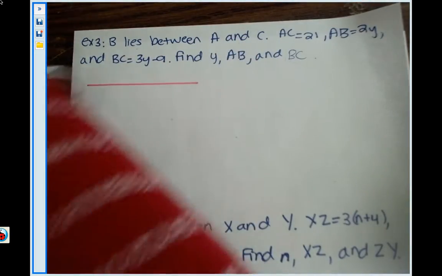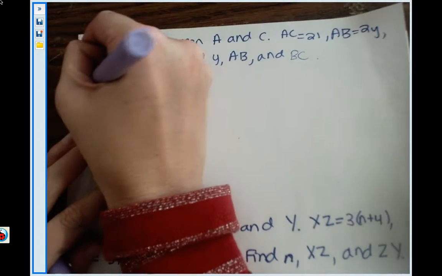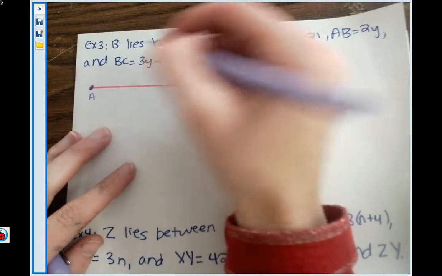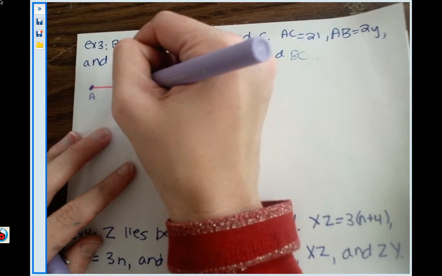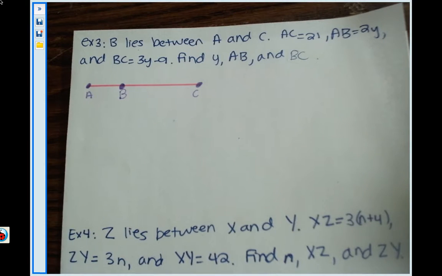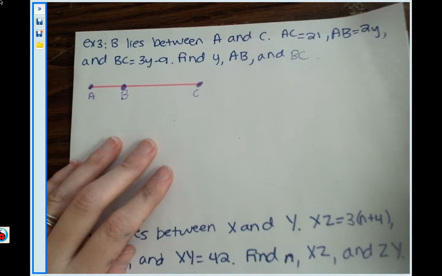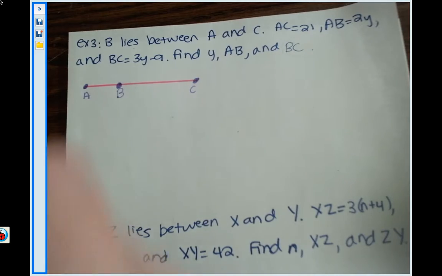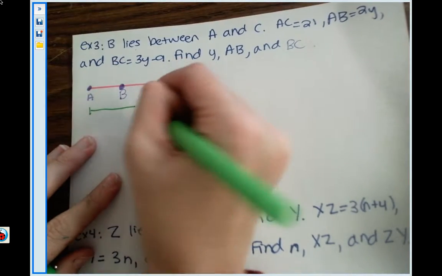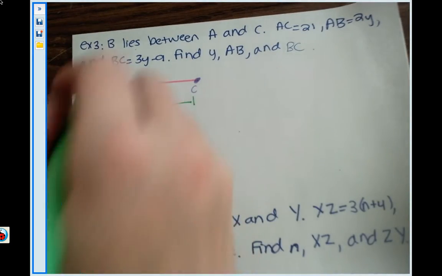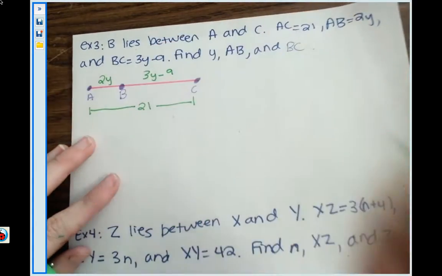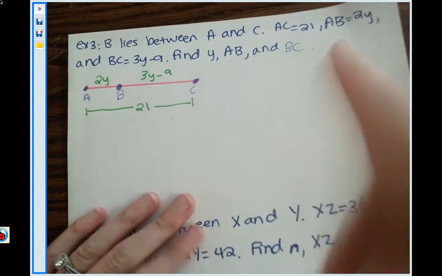Okay, so I have 3 points on this line. I have A, I have C, and then B is just somewhere on the line. It might be over here. Again, this is not drawn to scale, so it's okay if my picture is slightly off. Like AB could be larger than BC. I don't know yet. It says that AC equals 21, so A to C is 21. AB is 2y, and BC is 3y minus 9. And it wants me to find all these things.